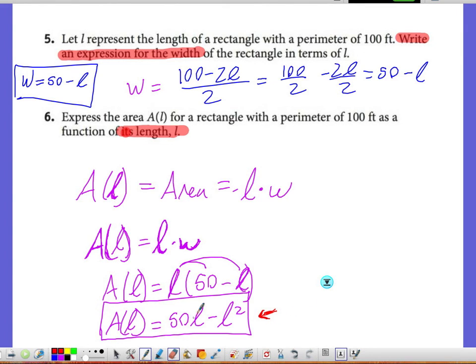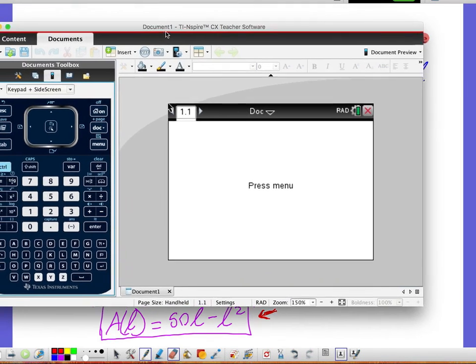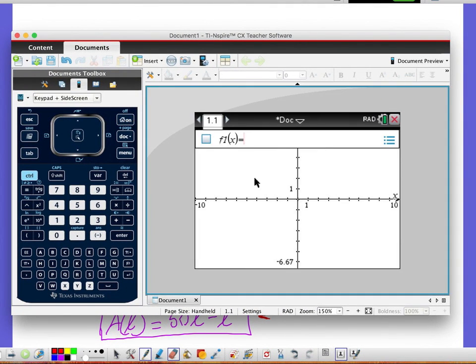So instead of using 50L minus L squared, we're going to use 50x minus x squared, since that is what our calculator recognizes. So let's go to the home screen, hit on the graph, and remember our function is going to be 50x minus x squared. Go ahead and hit enter. Now what does this look like? It looks like a straight line. Doesn't look at all like a parabola.